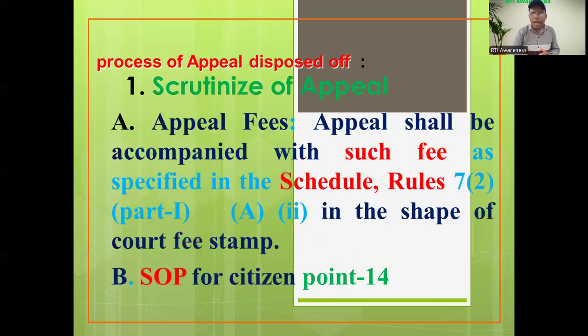Then how shall we comply? What is the process of appeal? If you are getting an online or offline appeal, at that moment we have to see whether the appellant has attached the appeal fees. If it is physical, then he has to give a 20 rupees court stamp fee. If it is online, we have to check whether he has paid 20 rupees through the e-payment gateway. This is under rule 7.2. The appellant has the duty to attach the appeal fees.